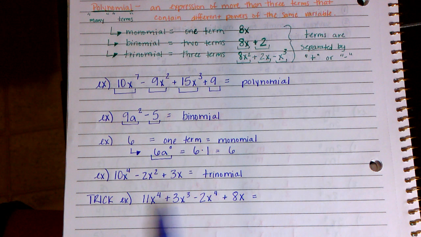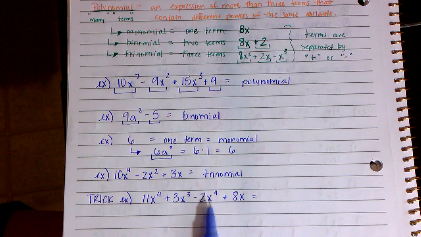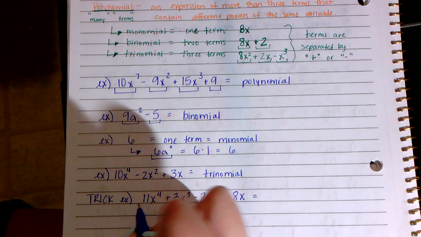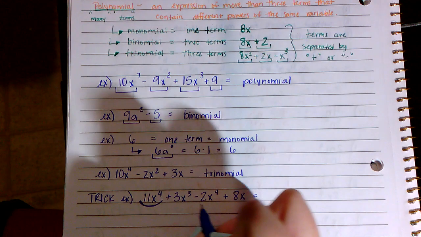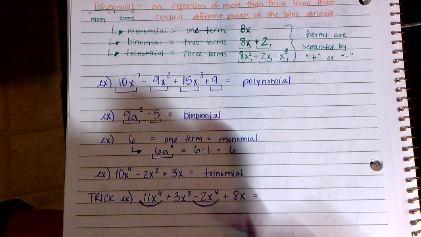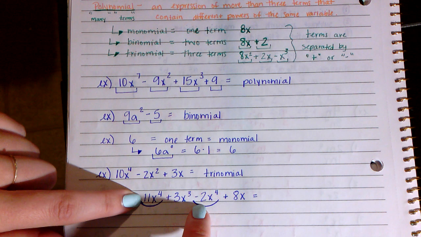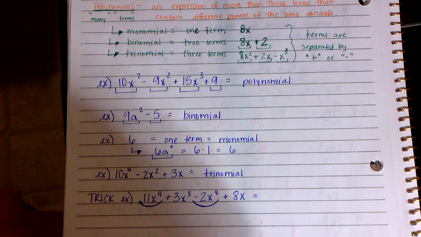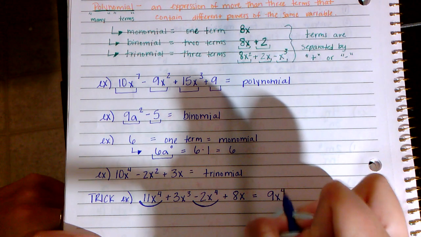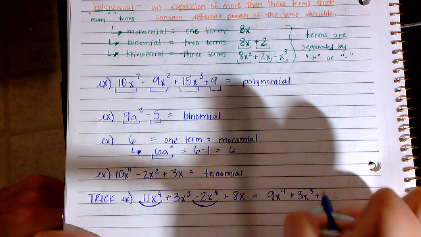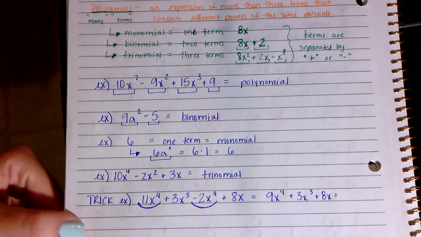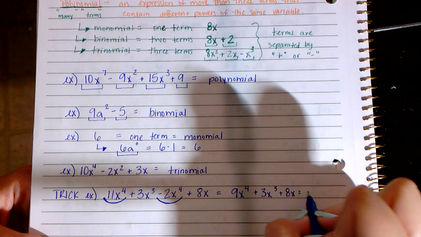However, down here, I see two that have the exact same power, 11x to the 4th and negative 2x to the 4th. Those are literally speaking each other's language. They are the same thing. This is x's to the 4th, and this is x's to the 4th. So what you want to do is combine these. If I have 11x's to the 4th, and I have negative 2x's to the 4th, when I combine these coefficients, what is 11 minus 2? 9. So really the simplified version is 9x to the 4th plus 3x to the 3rd plus 8x, making this a trinomial, where some of you guys would have thought it's a polynomial.